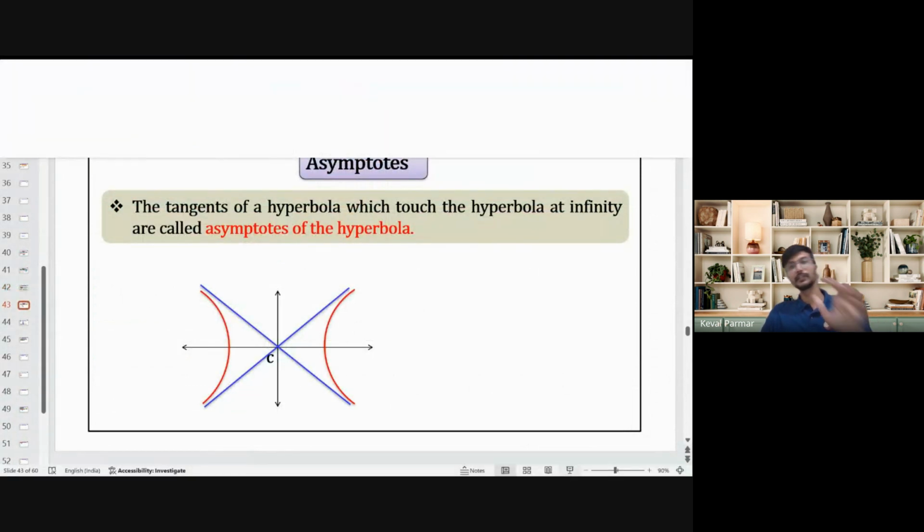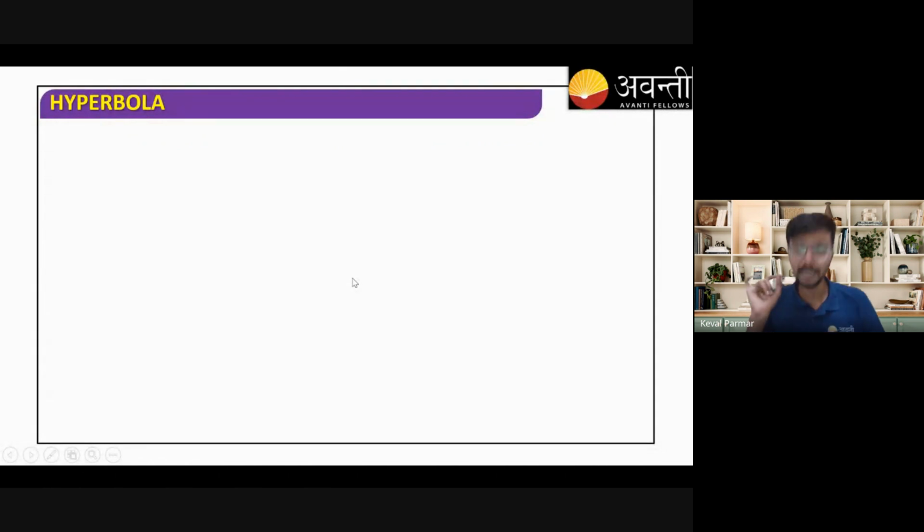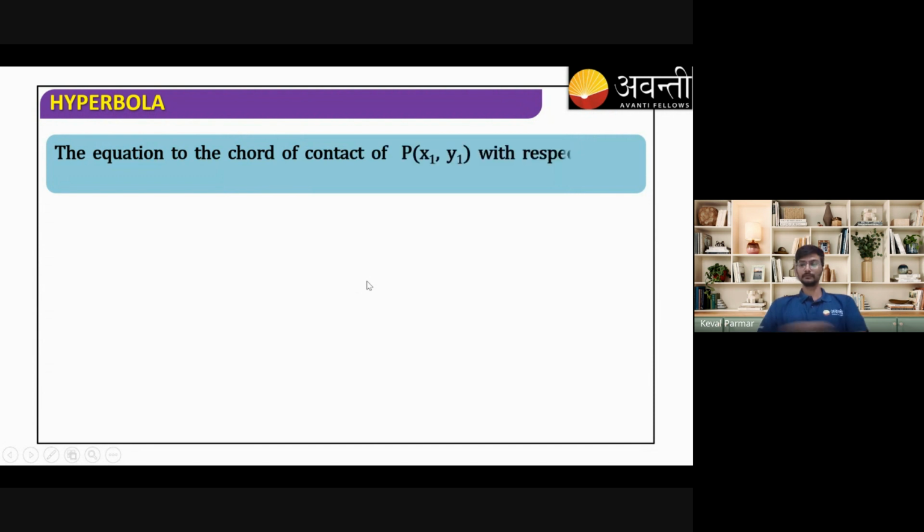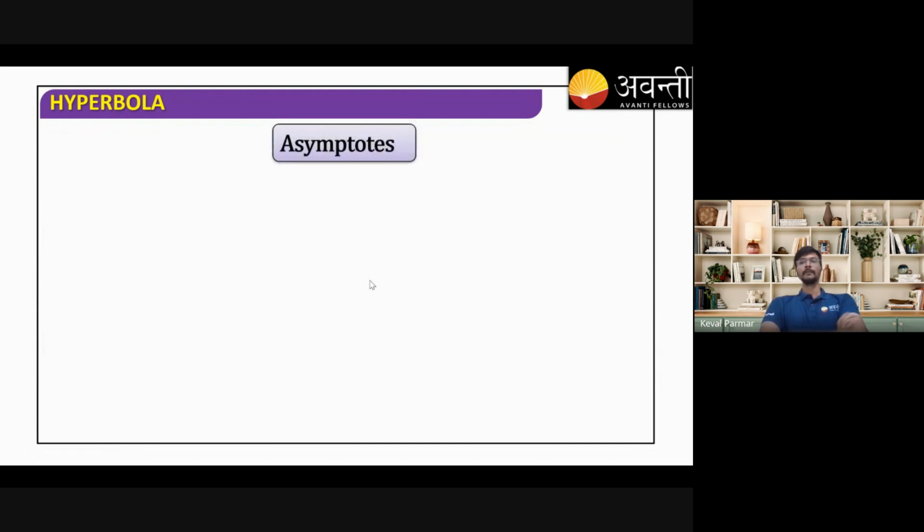Now we have the next important part of the hyperbola, which was not in the ellipse. What is it? You already saw it. It is asymptotes. What are asymptotes, guys? We have seen asymptotes in various questions and concepts, but we did not know what they were called.